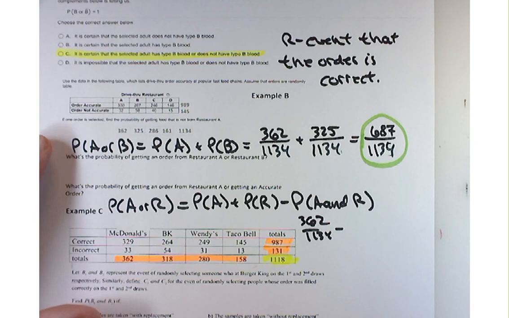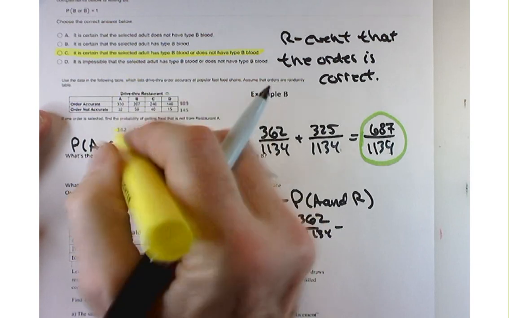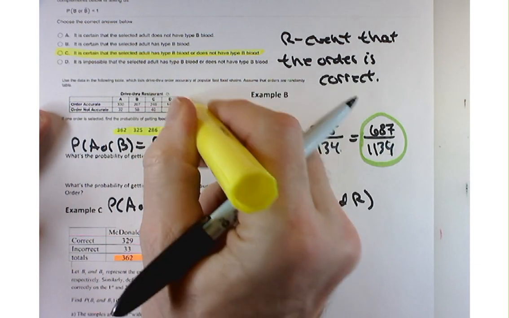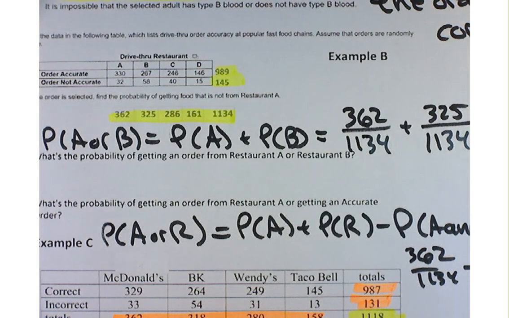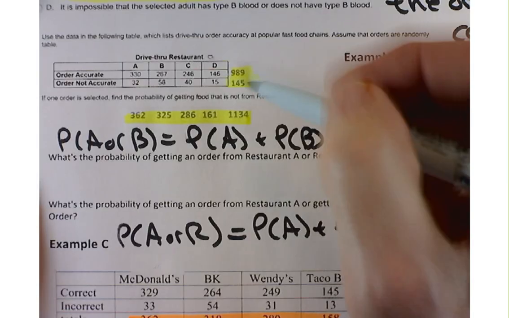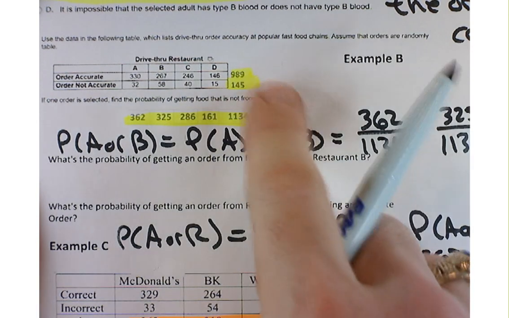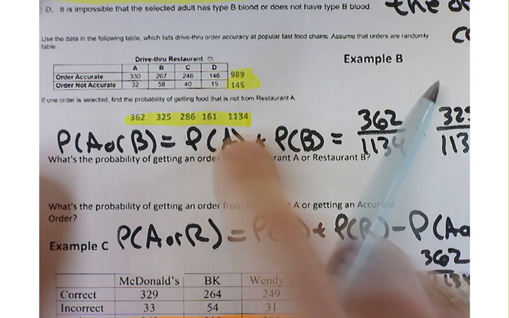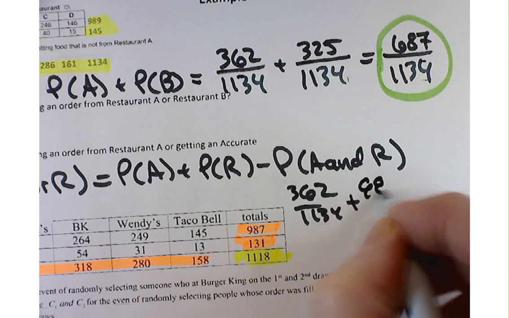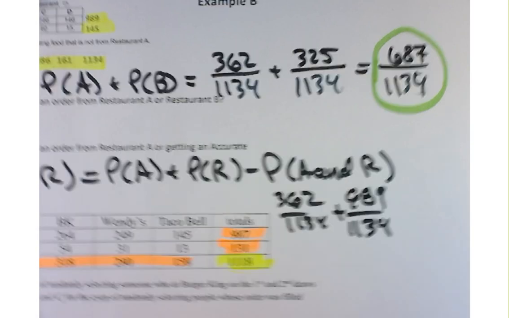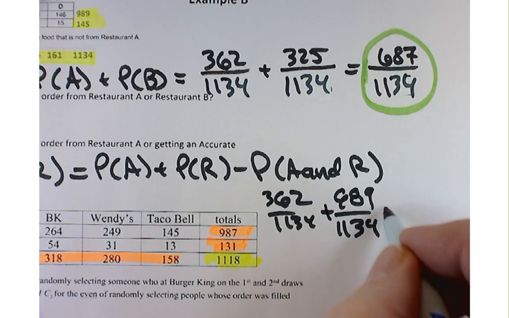How about the probability that your order was accurate? Now, I guess I highlighted the wrong marginal totals just a second ago, so let me put these in play. What's the probability that your order was accurate? How many accurate orders were there altogether? 989. So 989 over 1134, minus the probability of intersection.